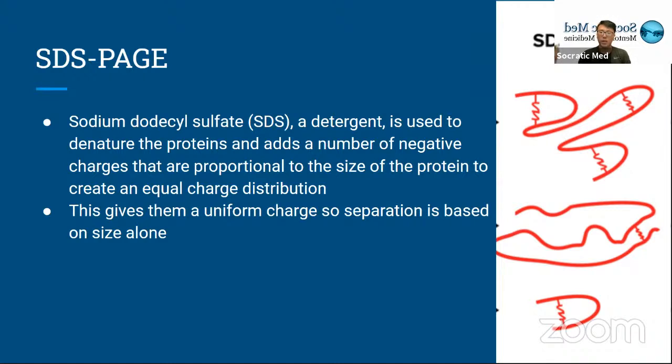So native PAGE separates the proteins based on charge and size. But once you use a detergent that creates a uniform charge, it will only separate the proteins based on their size. So SDS PAGE is when you want to just separate them based on their size alone.